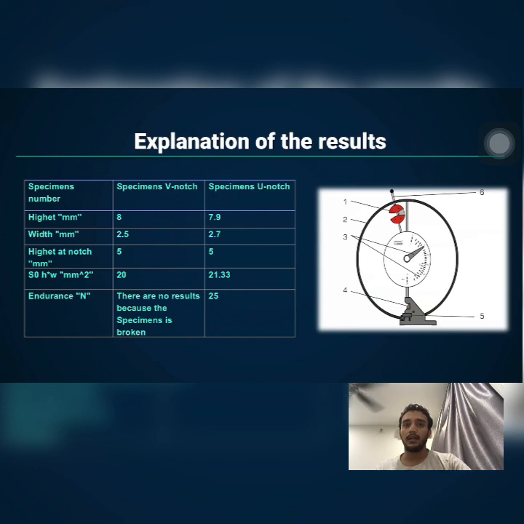As we can see, for the V notch, the scale didn't show us any result. I think the specimen was so weak that the scale didn't show any result in the lab. But for the U notch specimen, it showed us 25 Newton to cut that specimen.